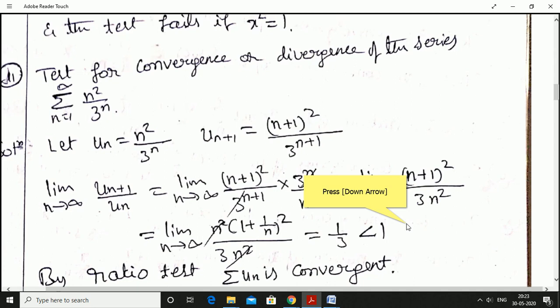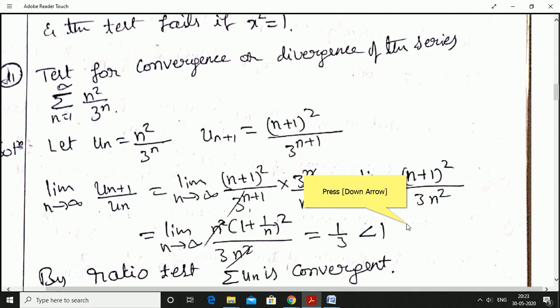One more problem. Test for convergence or divergence of the series sigma n is equal to 1 to infinity n square divided by 3 to the power of n. Here directly we can write the nth term. un is equal to n square divided by 3 power n. u(n+1) is equal to (n+1) whole square divided by 3 to the power of n+1. Consider limit as n tends to infinity u(n+1) divided by un.